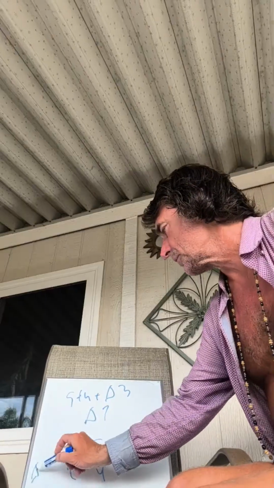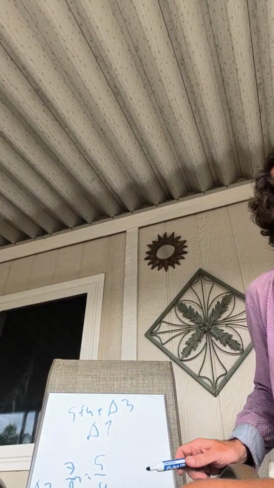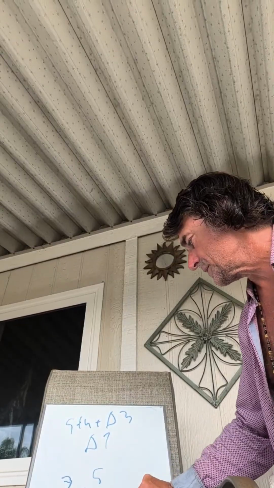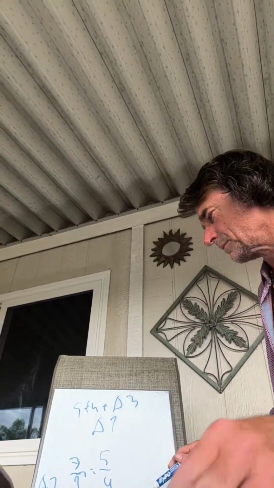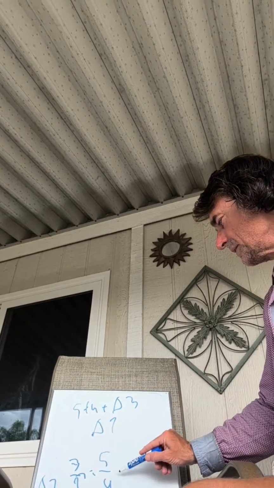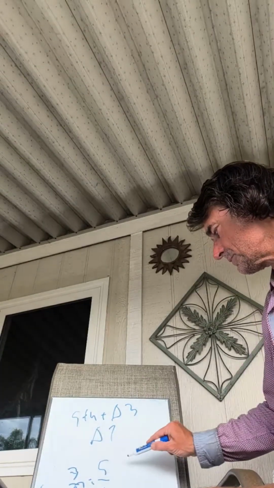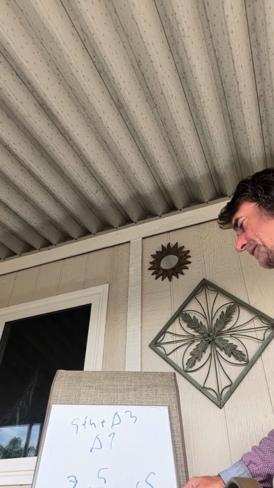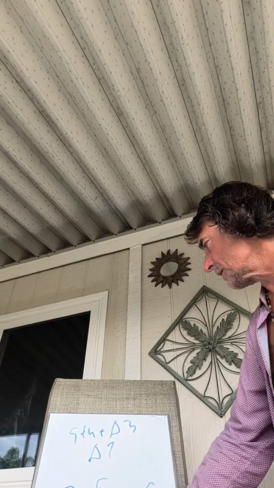Well, this is for major seventh. So major seventh is this ratio multiplied out. So 4 times 2 is 8. 3 times 5 is 15. So you get 8 over 15. I mean, 15 over 8. 15 over 8 is a major seventh. See that?